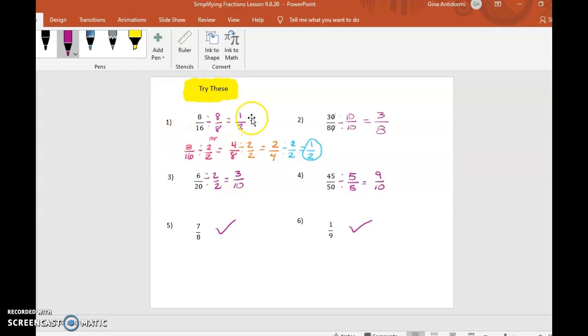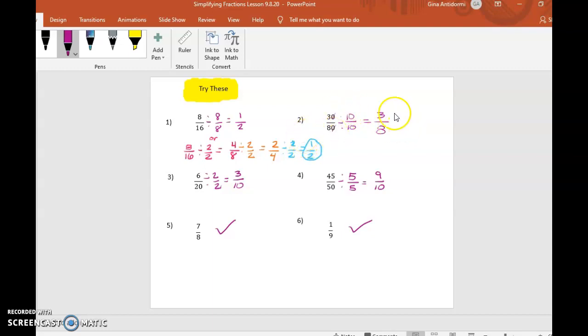So in number 1, you could have divided by 8, and you get 1/2. Some of you may not have realized that, so you may have noticed they're even. You divided by 2, and you got 4/8. Then you thought, I can go even more, so I'm going to divide by 2 again and get 2/4. And then you notice they're still even, so you can divide by 2 again. So it doesn't matter how many steps it takes us to get there, as long as we get there.